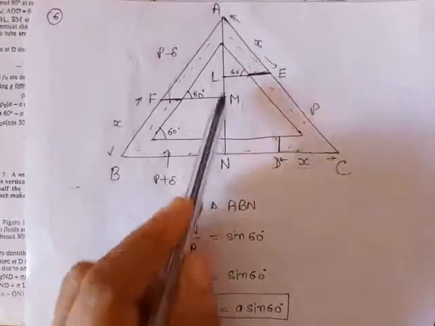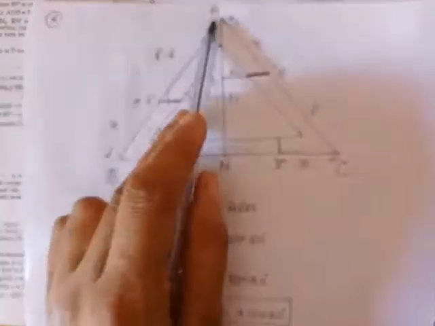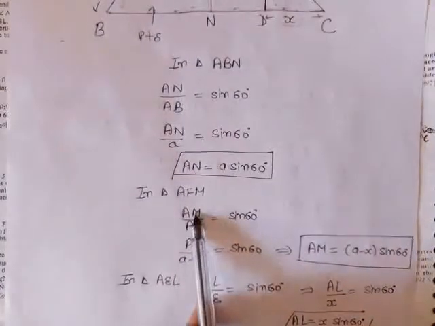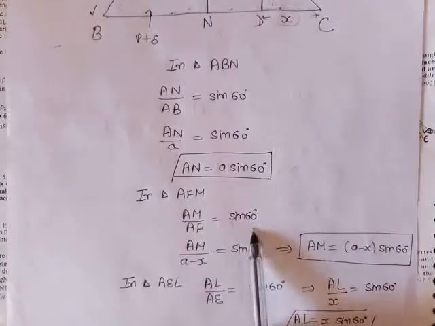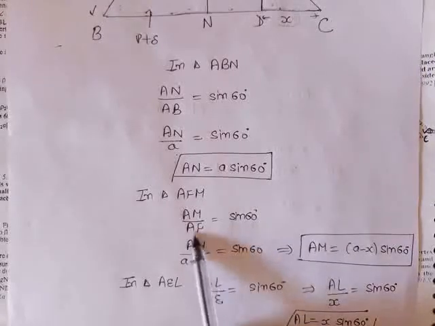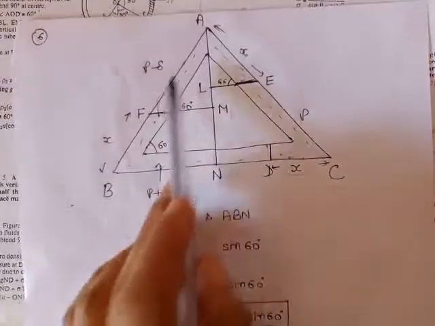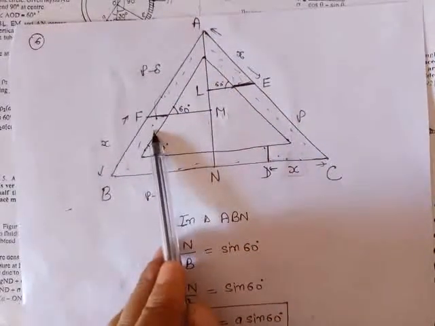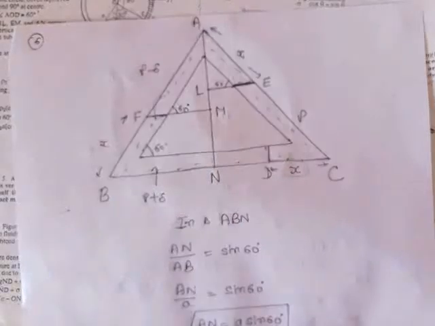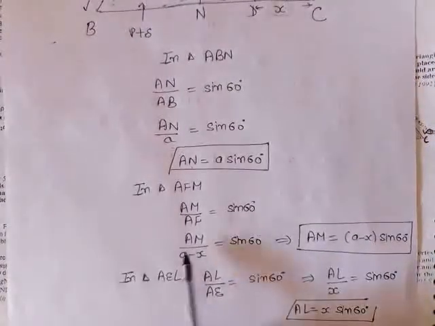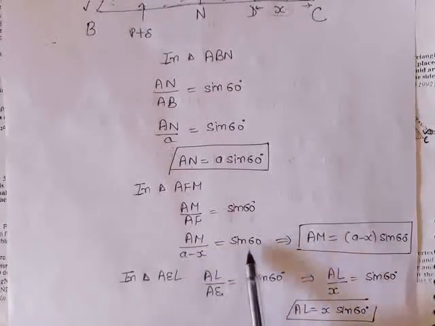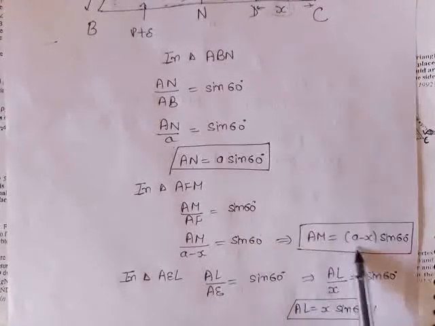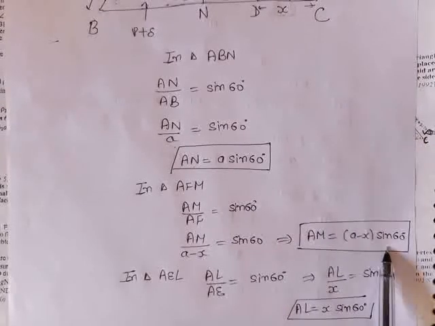In this triangle AM is perpendicular, AF is hypotenuse, so perpendicular upon hypotenuse will be sine 60. The length AF, because this whole length is a and this part is x, will be a minus x. So putting the value here, AM upon a minus x is equal to sine 60 degrees. So the value of AM is given by a minus x into sine 60.